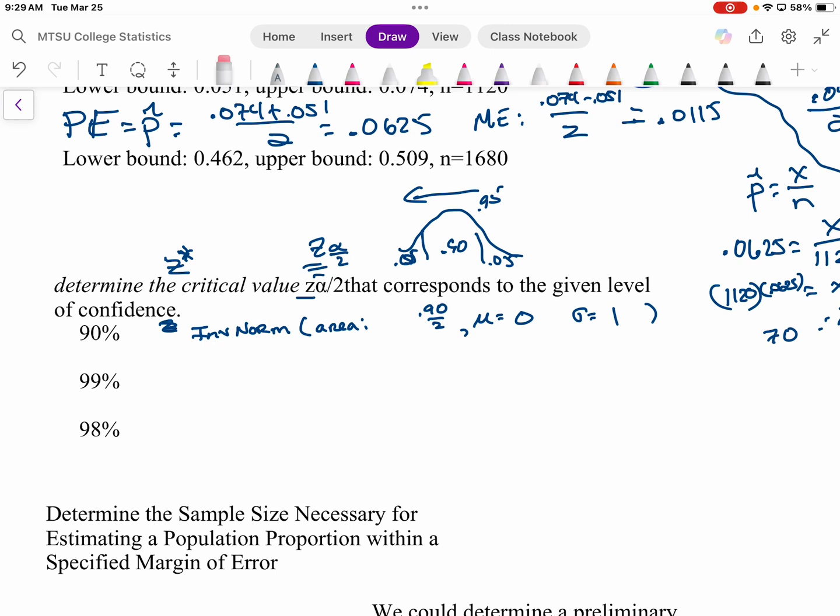Well, let's change that. Let's do this: 1 minus 0.90 over 2. Let's do that, because that's what this number is right there. So that would be 1 minus 0.90 would be 0.10 divided by 2 is 0.05. So we're going to find this Z-star right there. So we're going to put 0.05 in for the area.